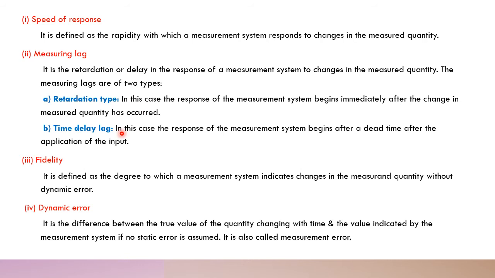Time delay lag means that if you are changing the input, the output, if you are taking it as a voltage, varies, but the measuring system will start after a dead time. For example, if the dead time is 2 seconds, only after these 2 seconds the measuring system will start to measure. That is the time delay lag. Retardation type means it will start to measure immediately.